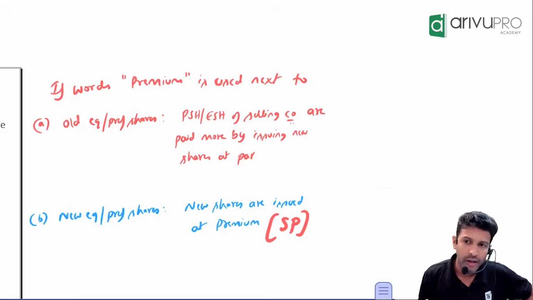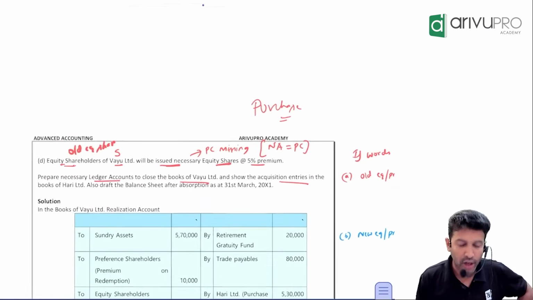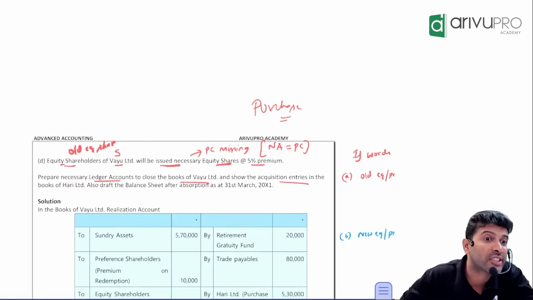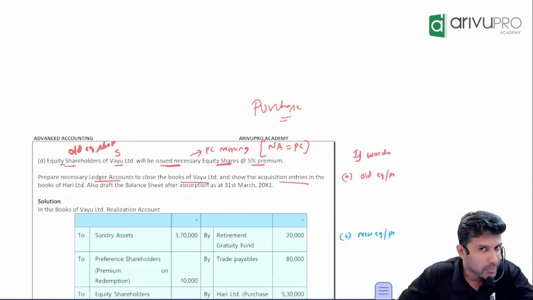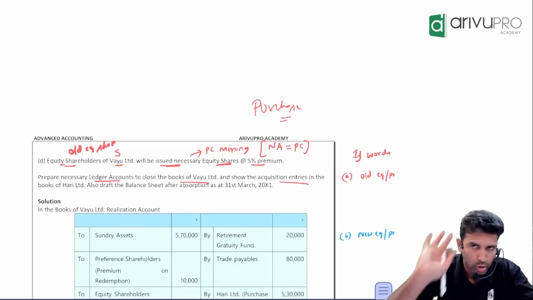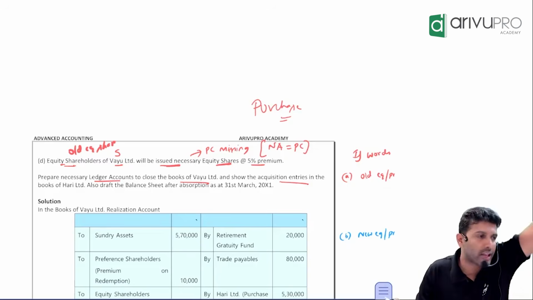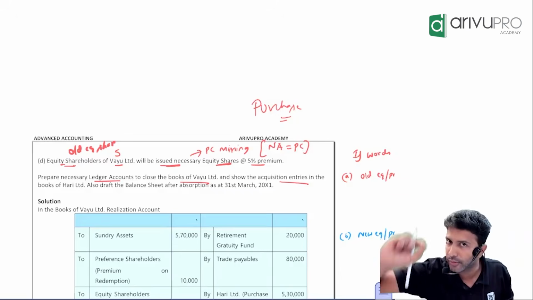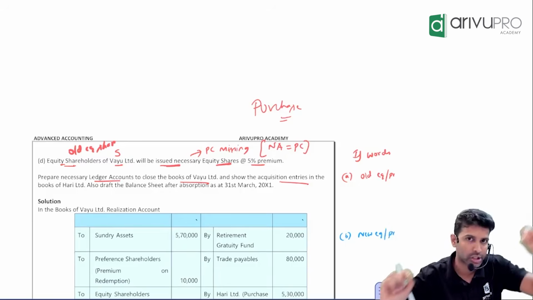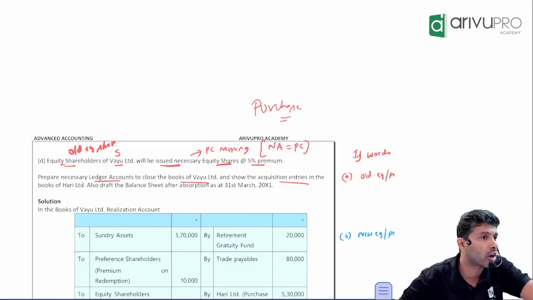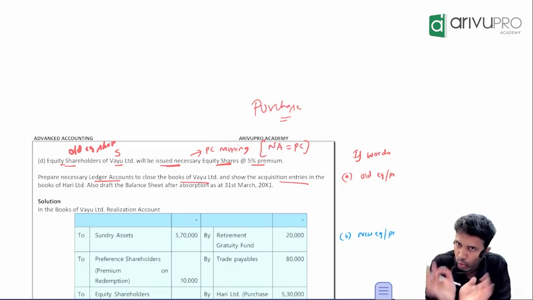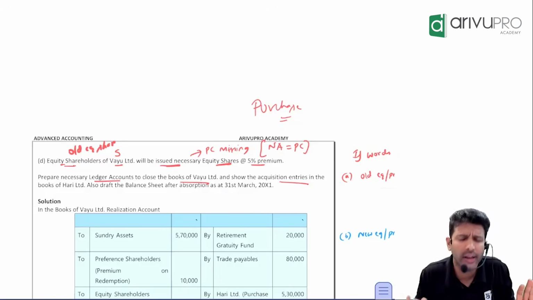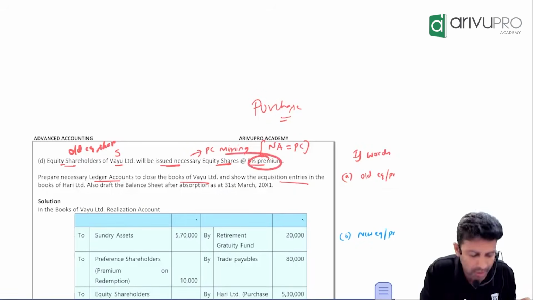Just looking at your confidence, I would like to tell it once more. This whole drama is around premium. The whole drama is whether the old one is taken over at higher value or the new shares are issued at premium. Because if new shares are issued at premium, in your journal entry, you have to record premium in securities premium. So how to identify that or decode that? Check where the word premium is used.